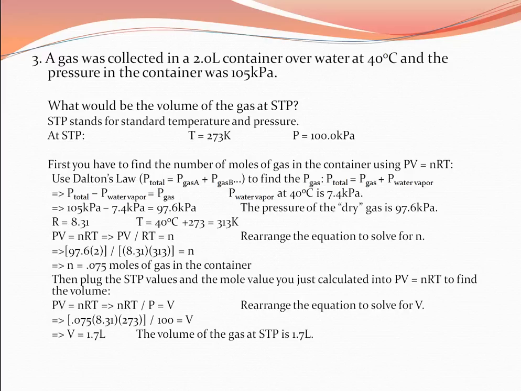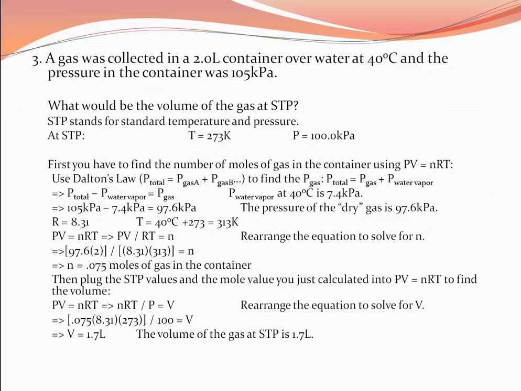Number 3. A gas was collected in a 2-liter container over water at 40 degrees Celsius and the pressure in the container was 105 kilopascals. What would be the volume of gas at STP? STP stands for standard temperature and pressure. So at STP, temperature is 273 Kelvin and pressure is 100.0 kilopascals. First, you have to find the number of moles of gas in the container using PIVNERT.